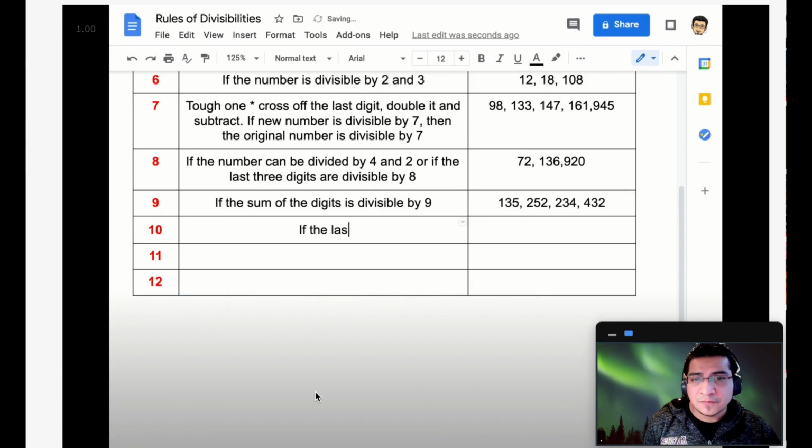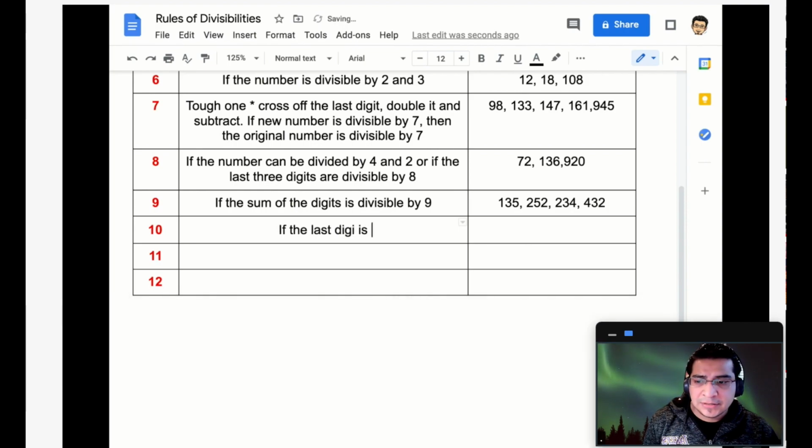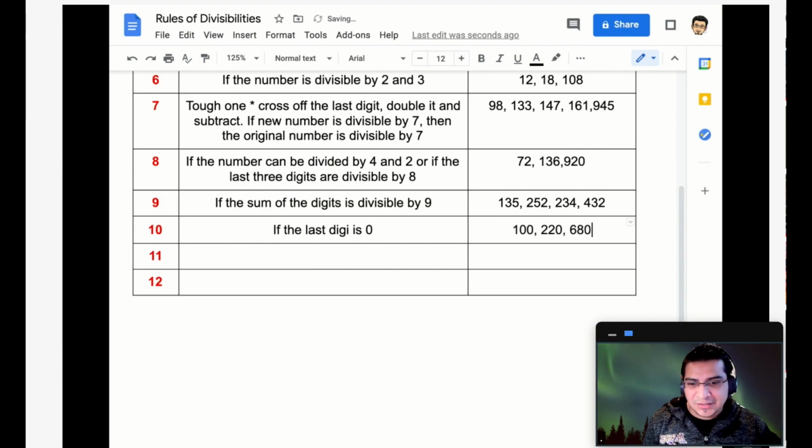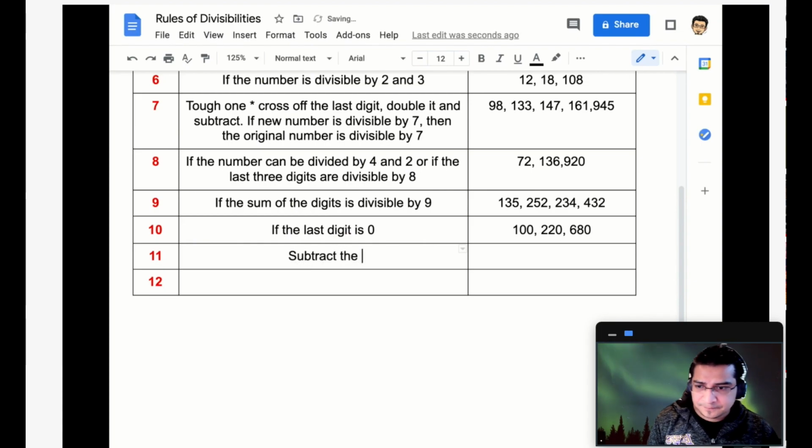Okay, so for number 10, if the last digit is 0, this is a pretty easy one, then it's divisible by 10, like 100, 220, 680, and of course you can come up with more, right? But if the last digit is 0, then the number is divisible by 10.